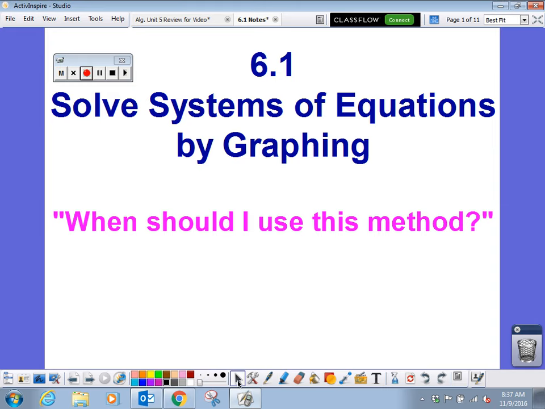Alright, y'all, this stuff today is pretty easy. Basically, if you know how to graph a line, then you should be able to do this today. We are going to be starting the systems unit, and there's going to be a few different ways that we talk about to solve systems.